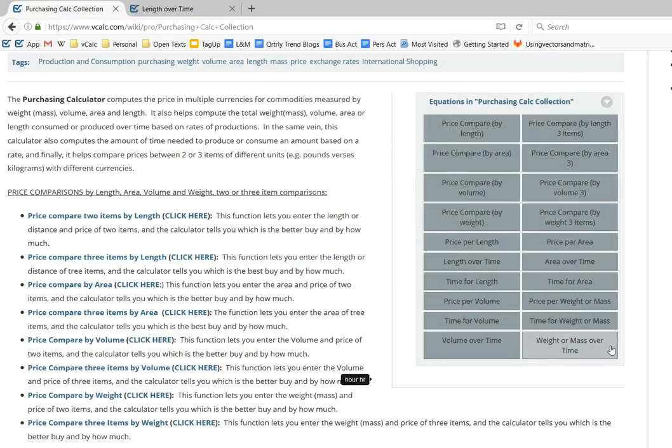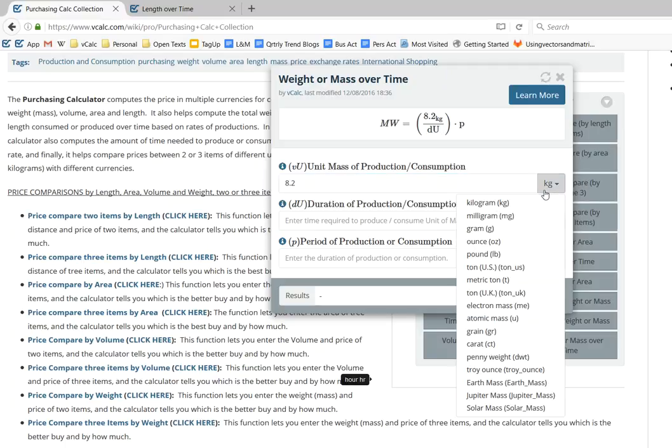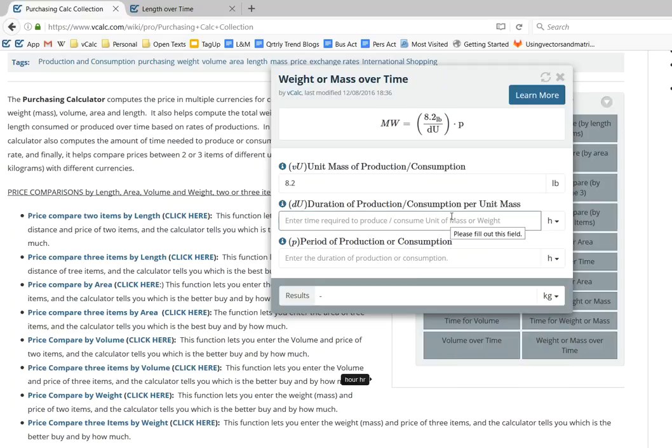So in the same vein is how long it would take, or actually, if I produce for a certain period of time, how much would I produce? So in this case, let's go back to, again, the basic one. Let's say I can produce 8.2 pounds of my product every 90 minutes. Let's go over and click on minutes.